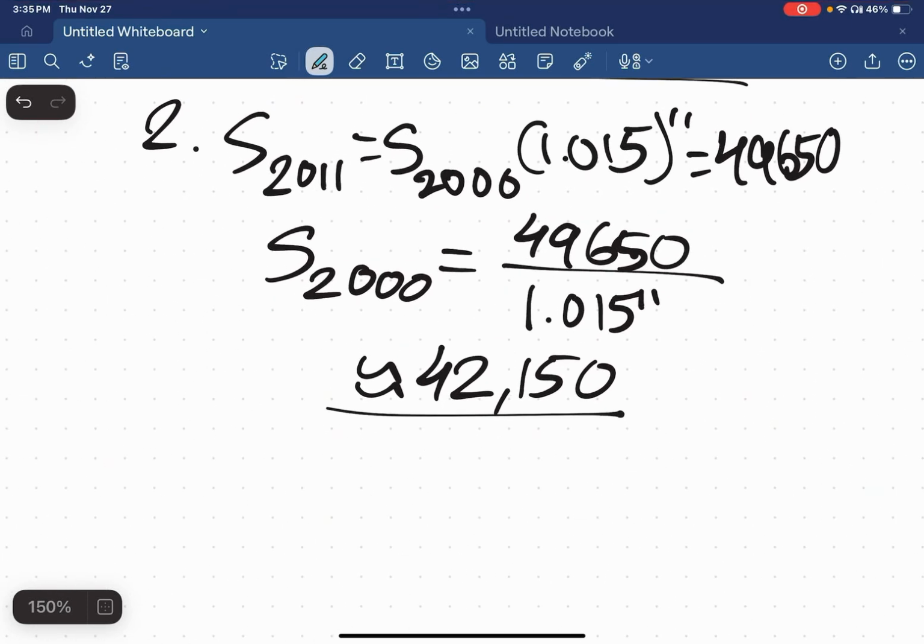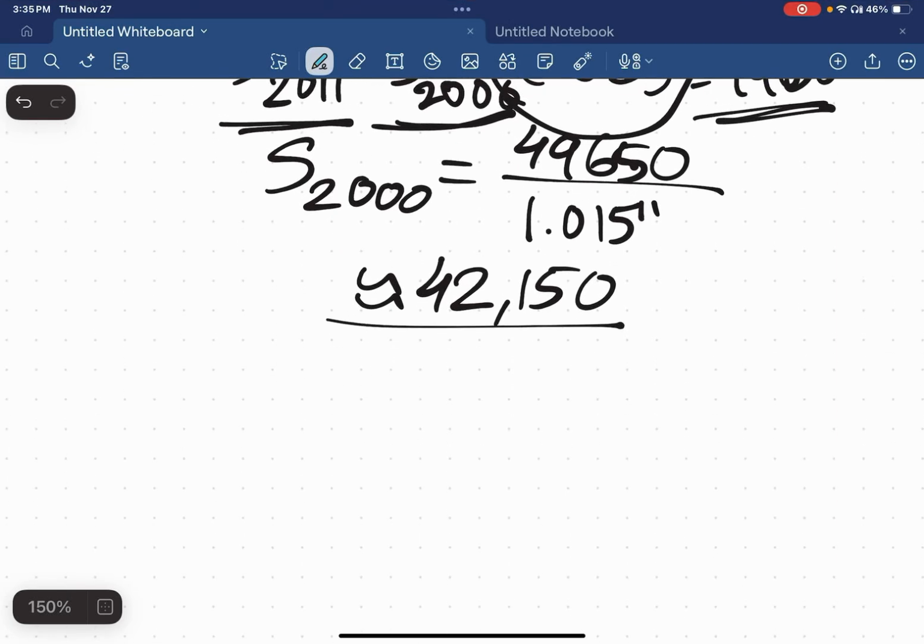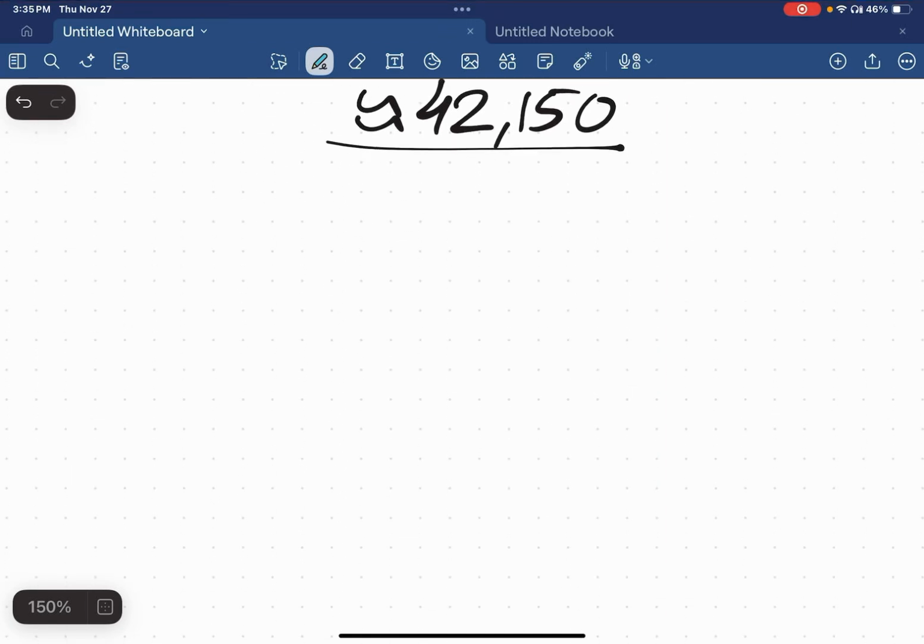All we did was let her wage equal her starting wage times the R value here, which is equal to that. Then we divided, and we got her wage in 2000.